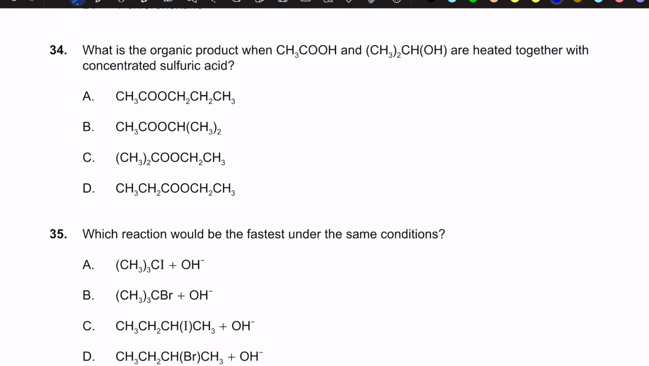The next one: what is the organic compound formed when carboxylic acid and alcohol are heated together with concentrated sulfuric acid? So this is the ester formation reaction. This has been removed from the latest syllabus, but here we'll solve it like this.